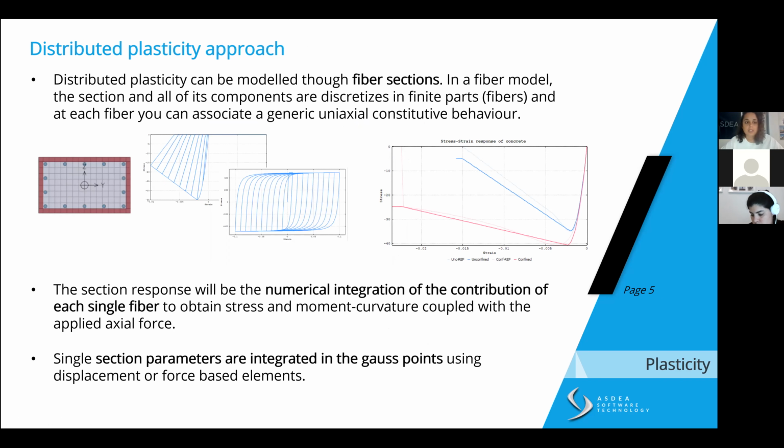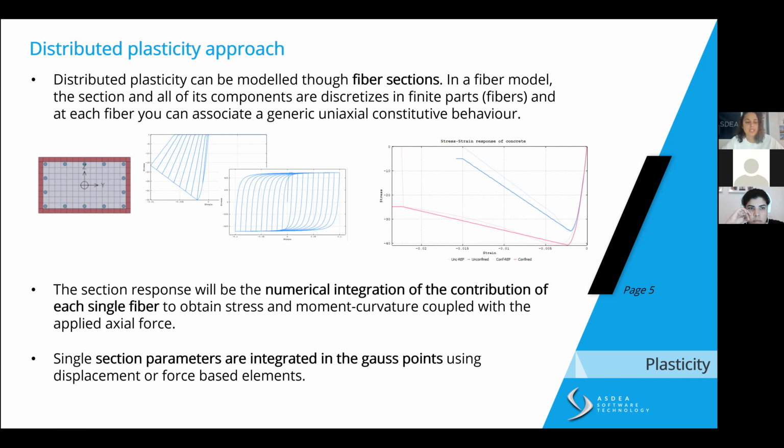If we have a distributed plasticity approach, we use, as I said, fiber sections. In a fiber model, the section, as you can see in an example here, and all of its components are discretized into finite parts. Whenever you create a fiber section in STKO, you can see a visualization of how many parts the section has been discretized into. For a rectangular fiber section, that discretization is decided by the editor. But if you do a custom fiber section, you can decide how many fibers you want to discretize your section into.